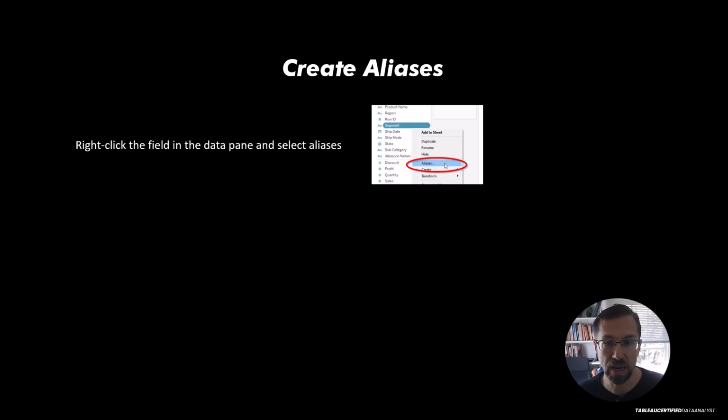Last, let's look at creating aliases before we go into the demo. Creating aliases is where we give a name to the field values that's different from what's in the data, so that when we display it, those are the values that are displayed. To do this, we would right-click on the field in the data pane and then select aliases.